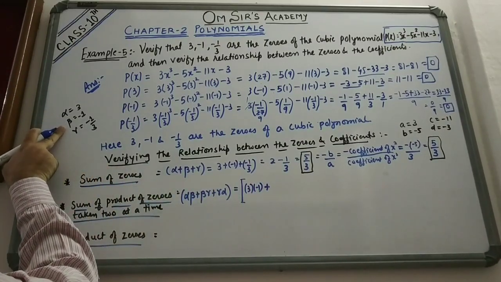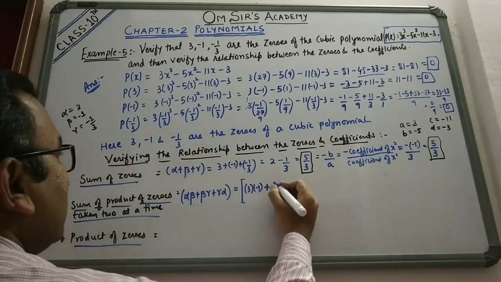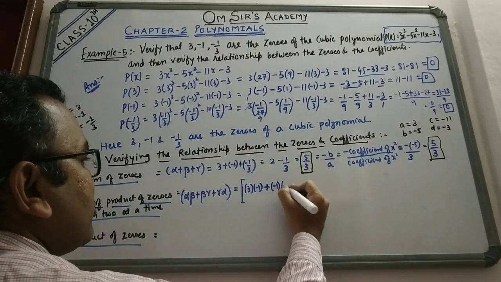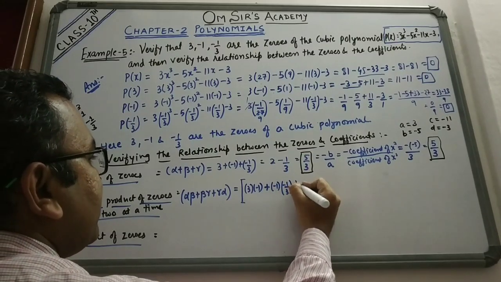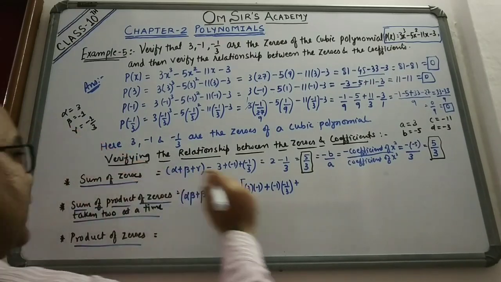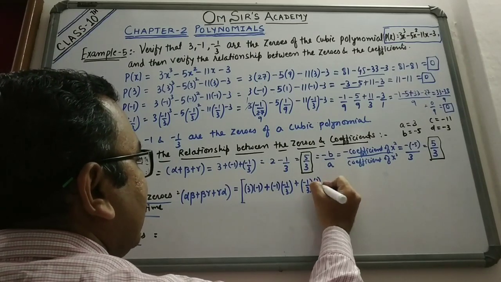So beta is minus 1 and gamma is minus 1 upon 3. These were the three zeros, alpha, beta, gamma. So minus 1 and minus 1 upon 3. That is beta gamma. So minus 1 into minus 1 upon 3, plus gamma alpha. That is minus 1 upon 3 and 3. Okay. So minus 1 upon 3 into 3.